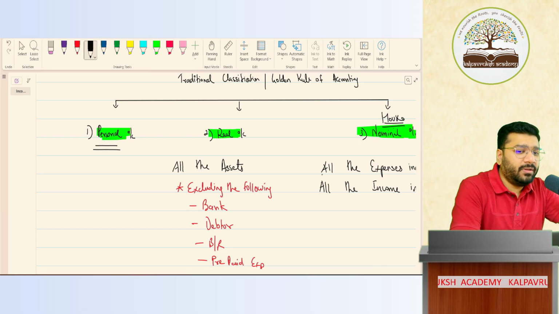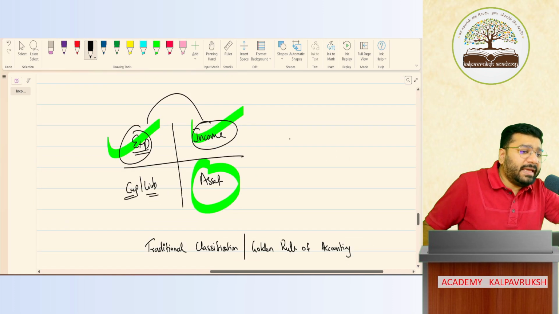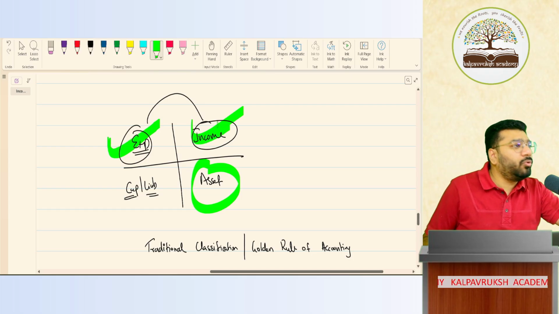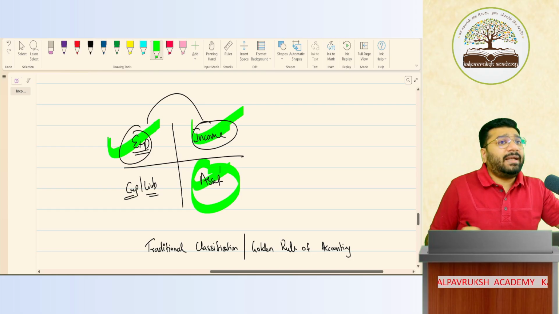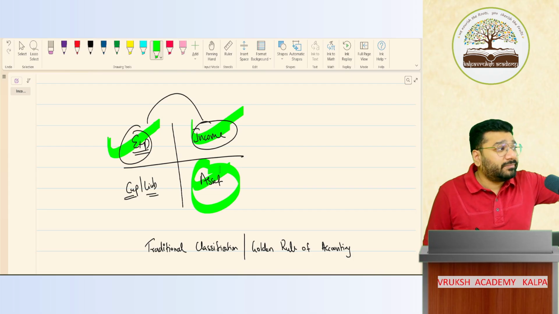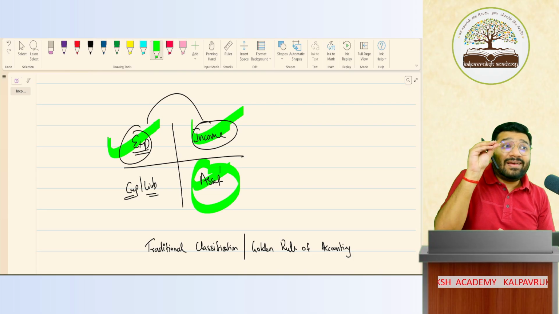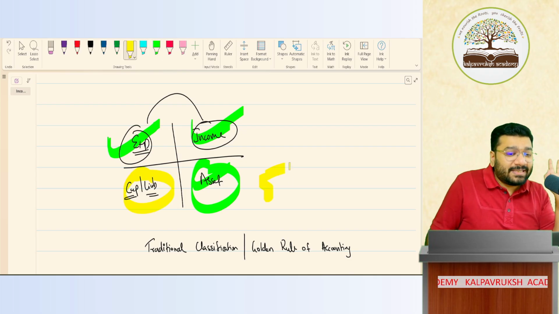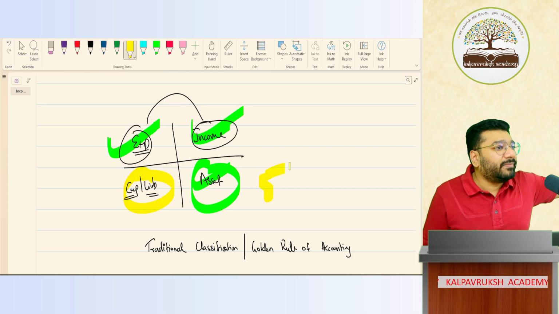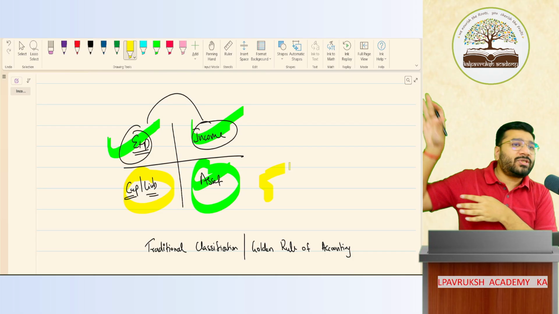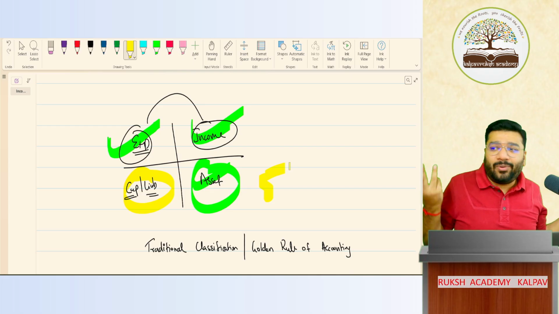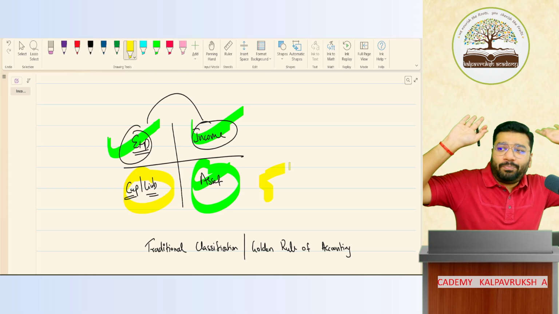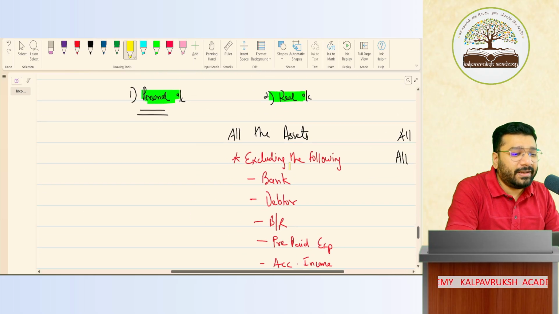Okay. Now, people, expenses and income have gone to the nominal account. Assets except those five have gone to real. But who is remaining? Those five assets and capital and liabilities are pending. Out of three houses, if two houses are over, where will the remaining people go? All of these remaining people go to the personal account. Got it? Not got it?